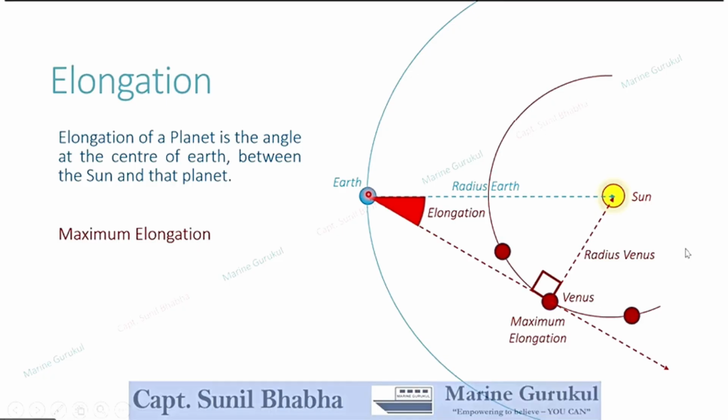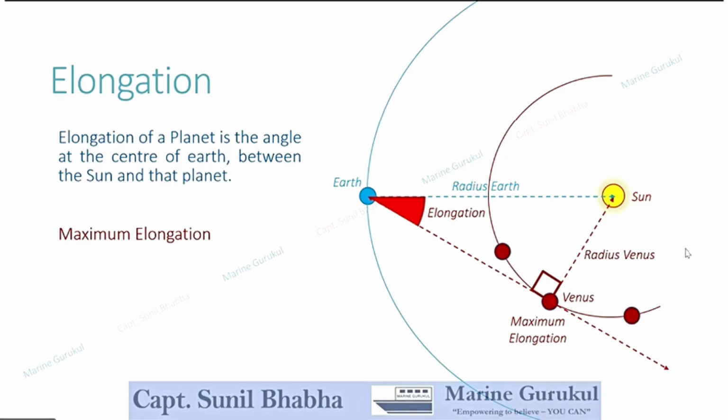So opposition and quadrature can only be attained by exterior planets whose radius is greater than the radius of the Earth. And inferior planets like Mercury and Venus, whose radius is less than the radius of the Earth, can never be in quadrature and in opposition. Any doubts up to here, beta?